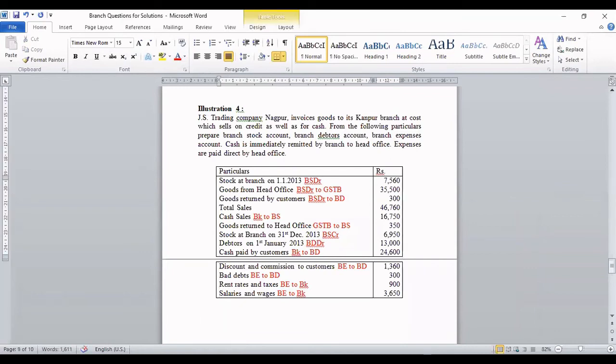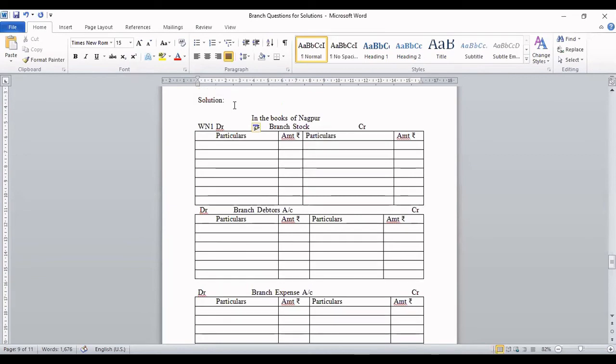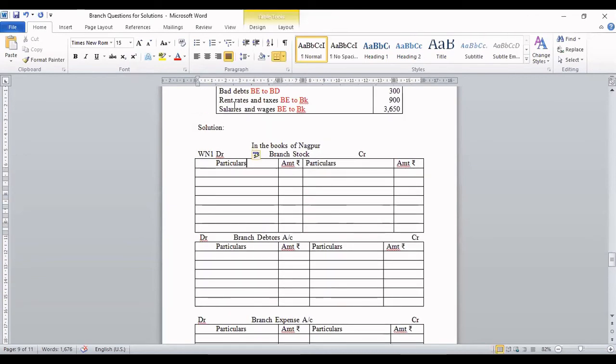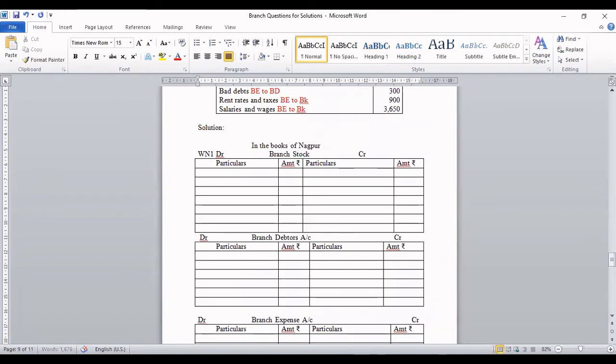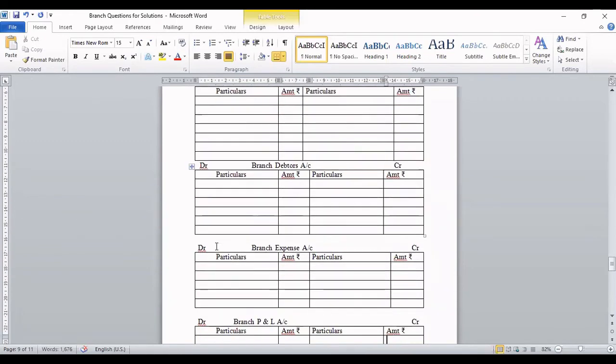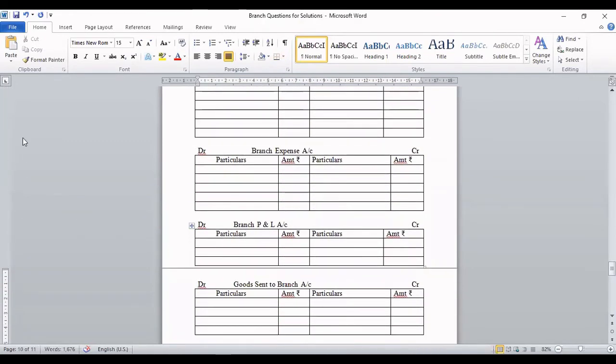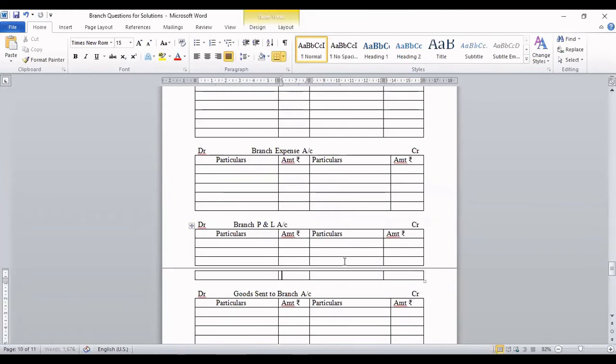Now, the next part, you have to prepare ledger accounts. So, quickly we'll prepare ledger accounts. For the solution, we have to prepare accounts in the books of Nagpur, which is head office. How many accounts are we going to prepare? We have to prepare 4-5 accounts. The first will be your branch stock, one of the important ones. Then branch debtors, branch expenses and branch P&L, and last, goods sent to branch account. Is this clear, everyone?